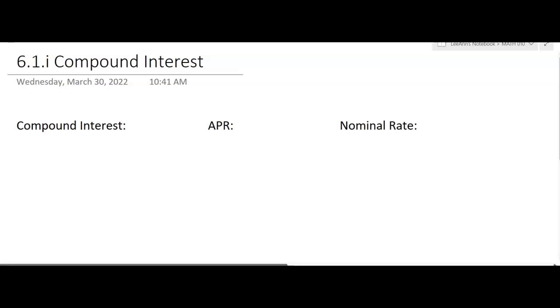So now we're going to talk about what's called compound interest. The compound interest formula looks like this: A equals P times (1 plus R divided by N) to the power of N times T. Okay? And I'll explain what all that means in a minute.